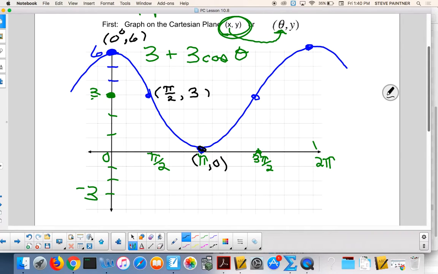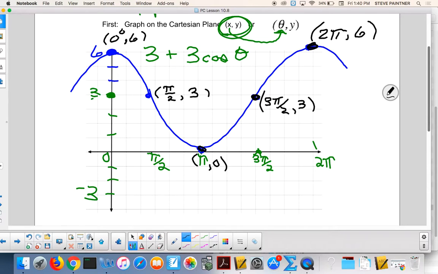This is the xy coordinate system. This far, okay? What's this point right here? 3 pi over 2, then what? 3. This one, comma, up 6. Good? Were those hard?